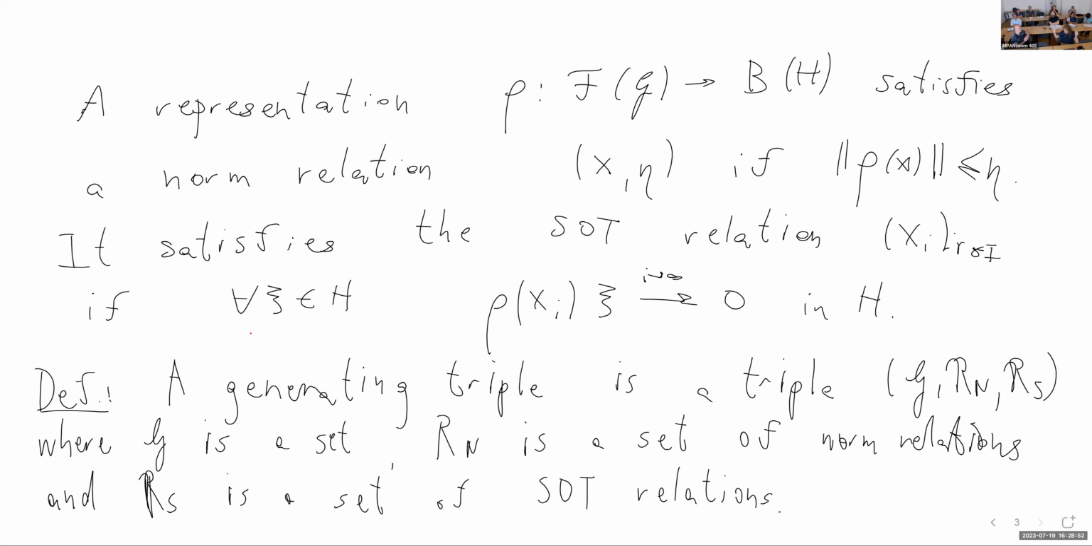Otherwise, you prevent unbounded, but you include a lot of representations which have lower norm. The norm relation is an inequality. Yeah. The other one is an equality. The other one is an inequality, and the SOT relation is an equality.